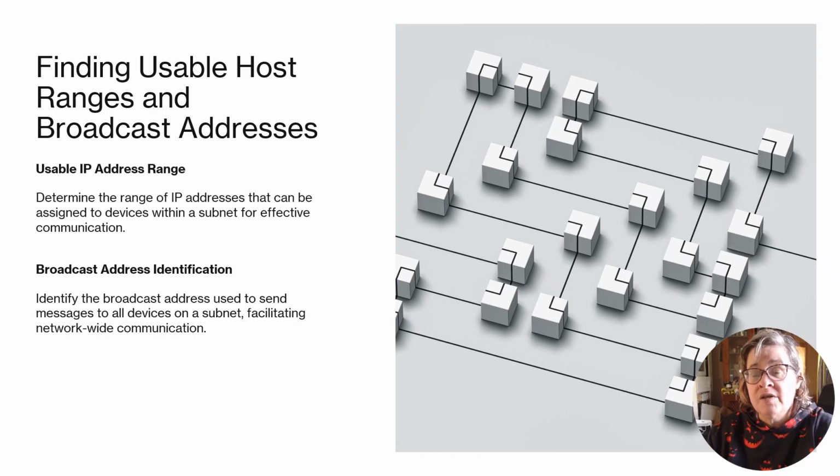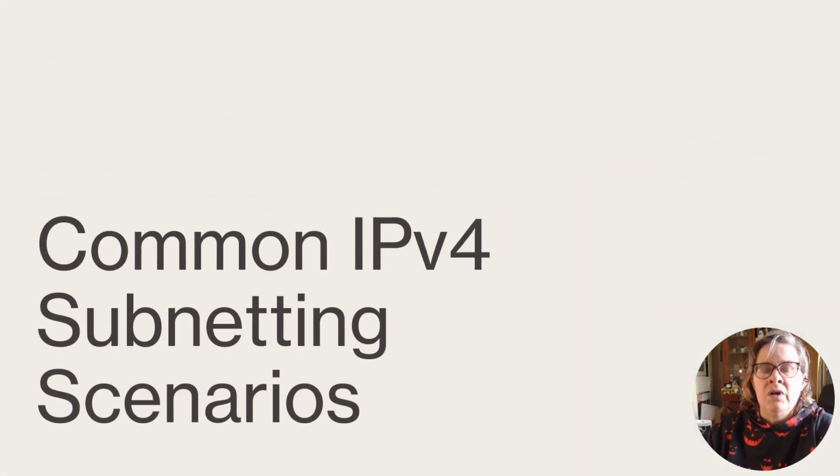Calculating the range of usable IP addresses within a subnet and identifying the broadcast address ensures proper communication and network functionality. Explore practical subnetting examples using Class C, B, and A address ranges to understand how subnetting works differently depending on network class size. Class D and E are used for specific functions, usually, although there's classless now and everything else.